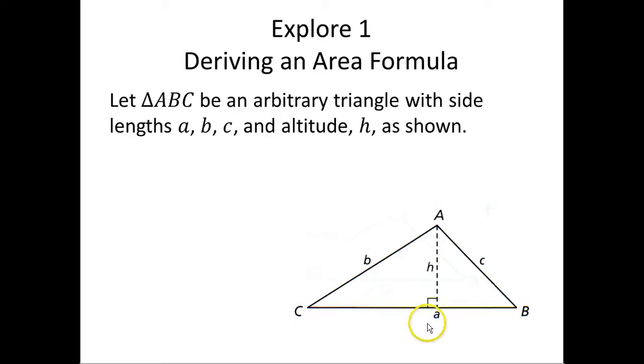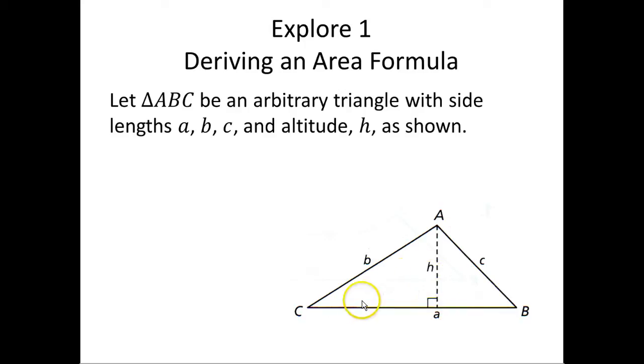Okay, so suppose we have an arbitrary triangle ABC with side lengths little a, little b, little c as shown, and let's say that this triangle has a height h. Notice we create two right triangles here: triangle A, little a, C, and triangle A, little a, B. This line segment basically divides the triangle into two right triangles, because this right here represents how tall the triangle is.